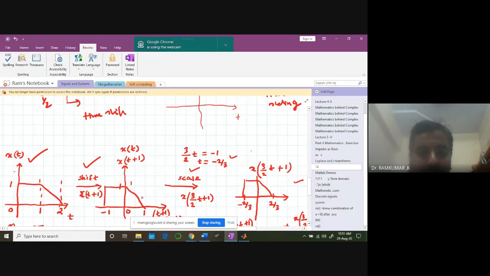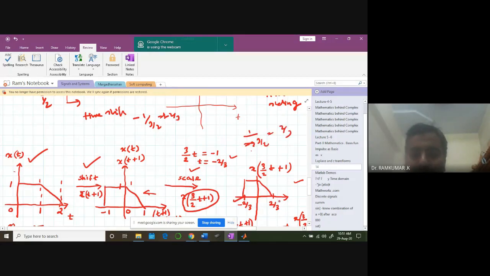When I shift by time, I'm going to have this signal plus 1. Plus 1 means it moves to this side, therefore 1 will become minus 1, and 2 will come to this one. Then I'm scaling it by 3 by 2. If I scale this signal by 3 by 2, every number is divided by 3 by 2: minus 1 divided by 3 by 2 gives minus 2 by 3, and 1 divided by 3 by 2 gives 2 by 3.